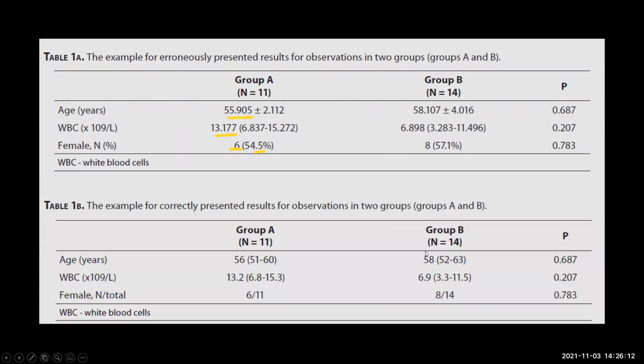So a proper way to do this is to limit your decimal places and digits of precision. And here you can see that the age has been rounded to just the whole number. And white cell counts have been rounded to just 1 decimal place. And because of the small sample size, the number of participants is just presented as the group over total sample size rather than a percentage.